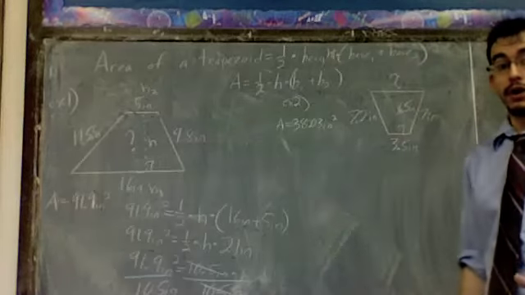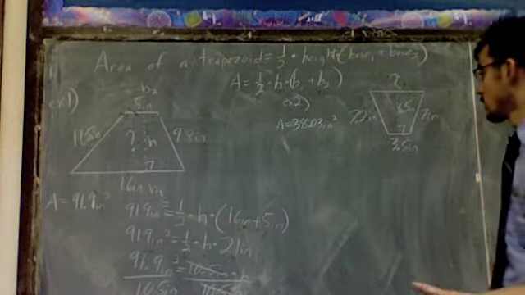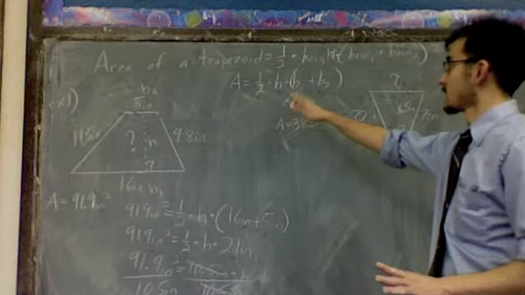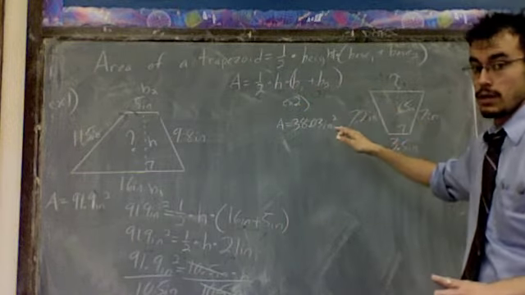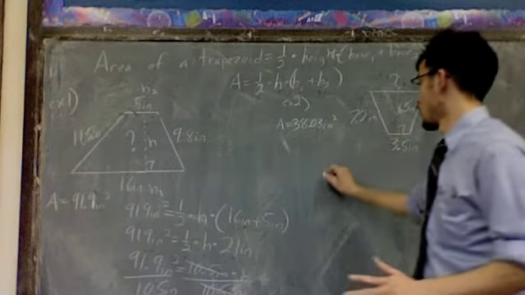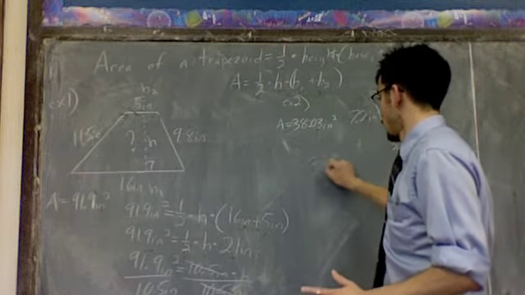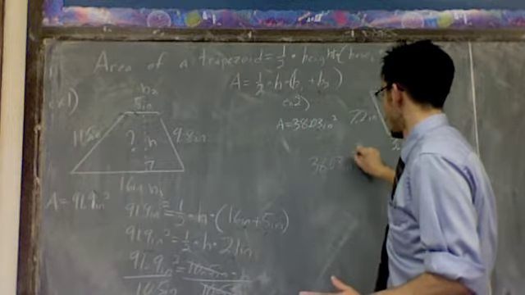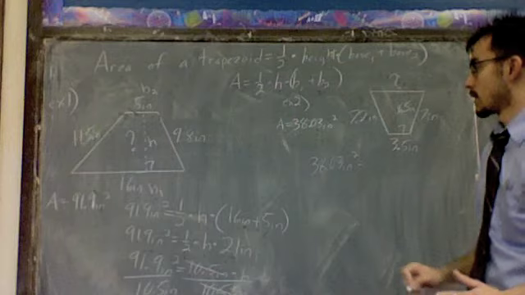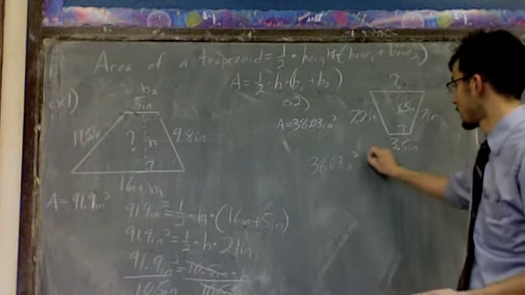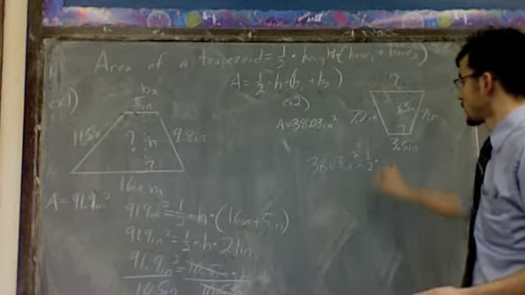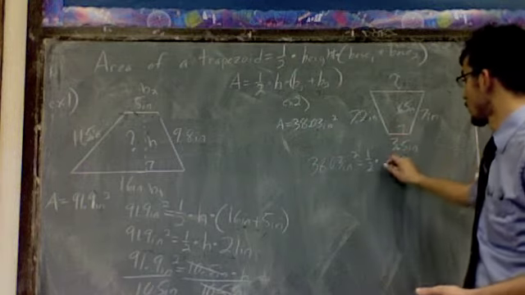You still want to plug in the numbers. That part doesn't change. Okay, so I'm going to write area equals 1/2 times the height times base 1 plus base 2. I know the area, 38.03. So I'm going to write 38.03 inches squared equals 1/2. That's no different. Times the height, 6.5 inches.